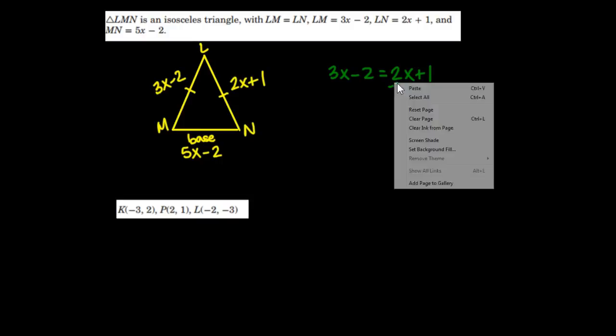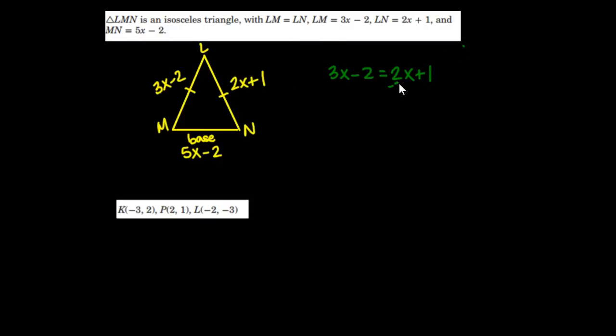So I'm going to subtract 2x from both sides. You guys know how to roll this from here. So if you want to pause the video, you can go right ahead and finish up. I'm going to subtract 2x from both sides. So x minus 2 equals 1, or x is equal to 3 once I add 2 to both sides.